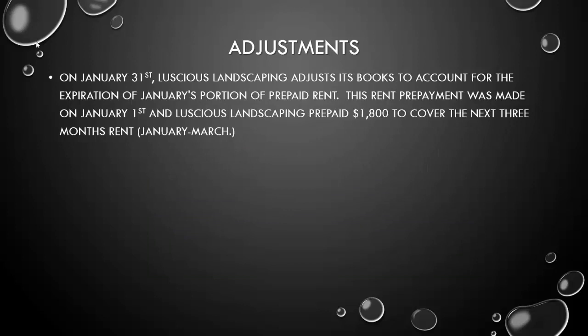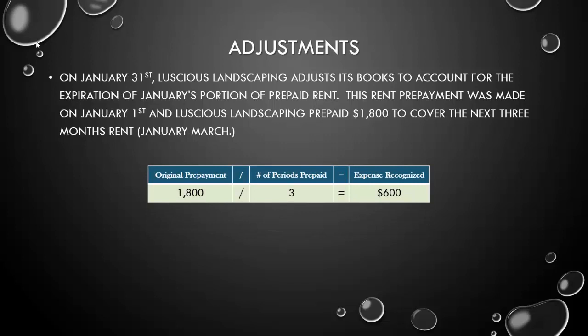Next up, on January 31st, Luscious Landscaping is going to adjust its books to account for the expiration of January's portion of prepaid rent. The rent prepayment was made on January 1st, and Luscious Landscaping prepaid $1,800 for 3 months' rent. Well, how much is that per month? $1,800 for 3 months means we're going to recognize $600 worth of rent expense when we make this adjustment, or 1/3 of that $1,800 that we prepaid.